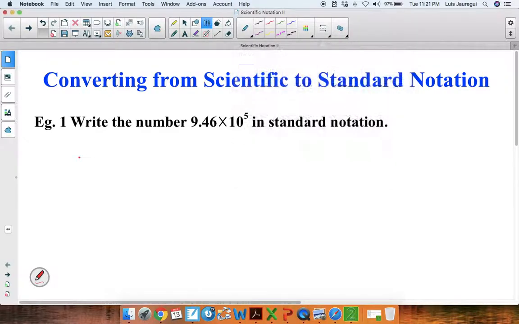A number is written in scientific notation if it is written in the form n times 10 to the a, where n is a number between 1 and 10, where 10 has been excluded, and a is any integer. Notice that this particular expression is written in scientific notation, and the standard notation, on the other hand, is the typical numbers that we use on a regular basis.